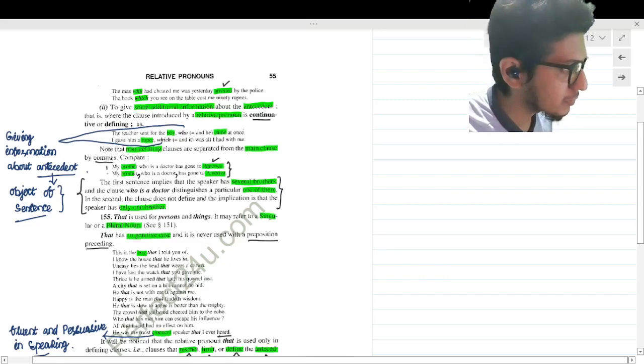This is sentence number one, and this is sentence number two. My brother, who is a doctor, has gone to America. There, commas are used. Here, there are two commas. One is there, and another one is there.